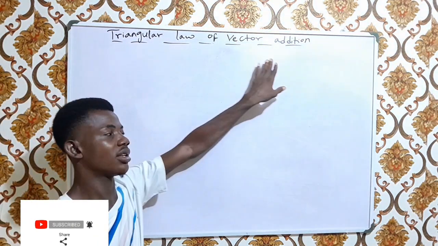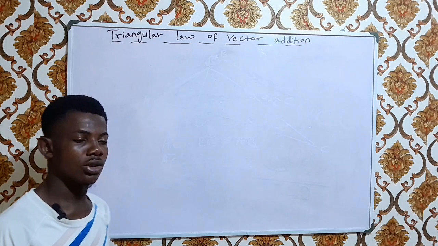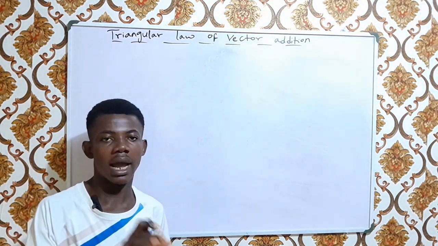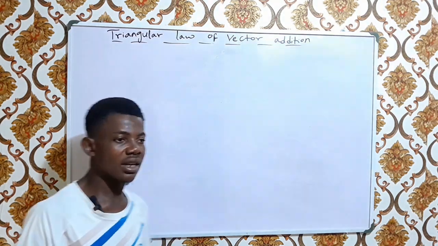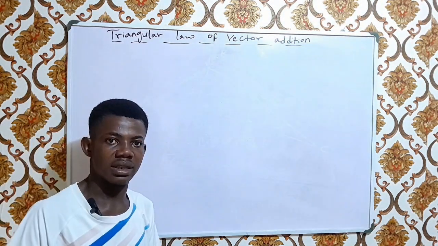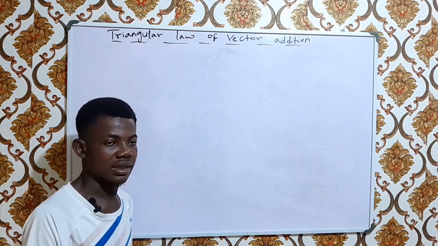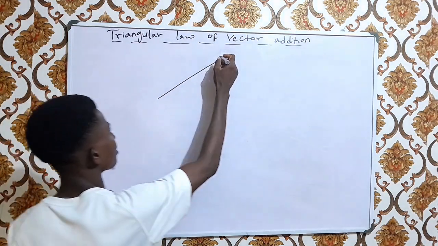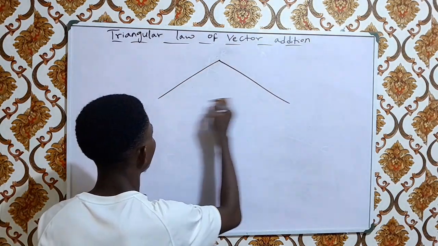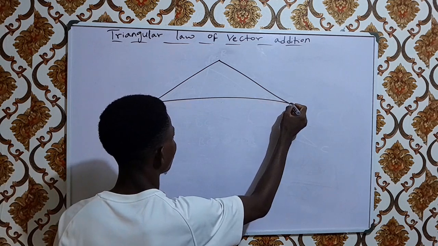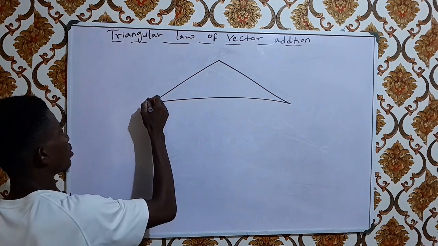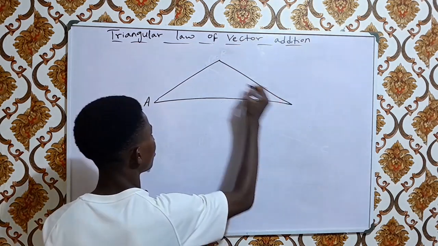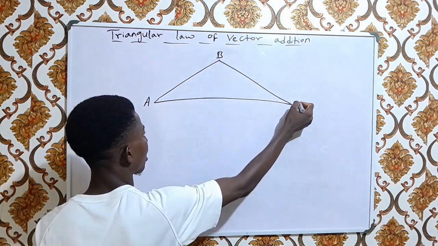The triangular law of vector addition states that the sum of two vectors moving in the same sense, represented by AB and BC, is the vector AC. Let's draw a triangle so we can illustrate the law. We have A, we have B, we have C.